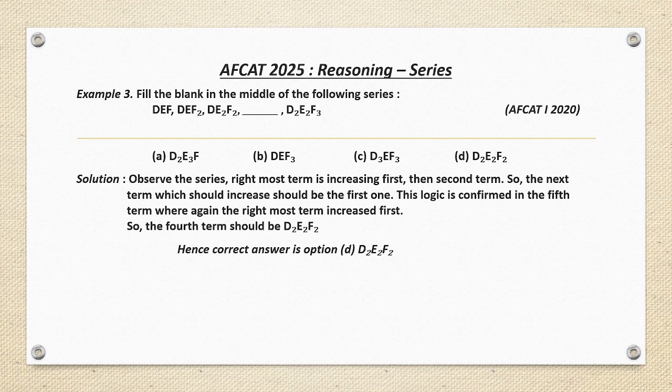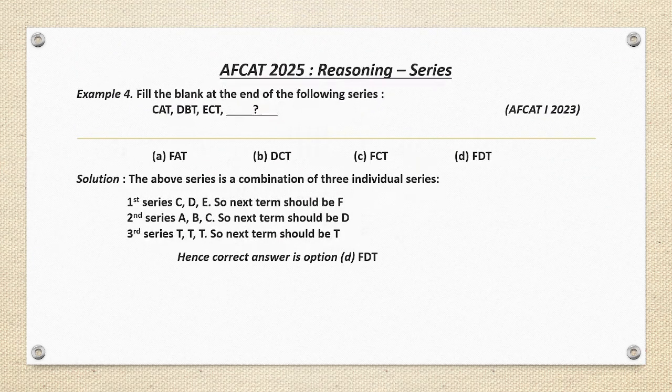Now we have to confirm our answer, right? अभी क्या है? D2 E2 F2 आ गया, नेक्स्ट क्या होना चाहिए? वो F2 F3 होना चाहिए, बस वही हुआ उधर, right? So the correct option is D2 E2 F2.